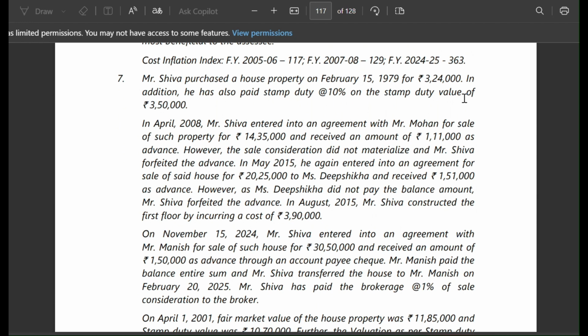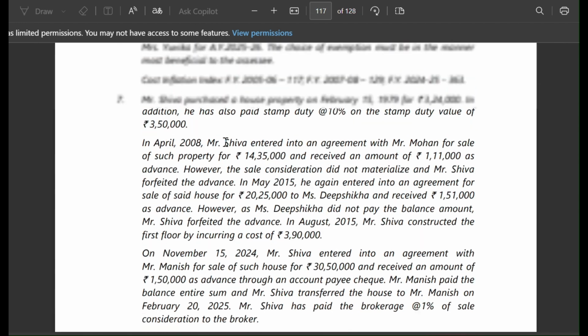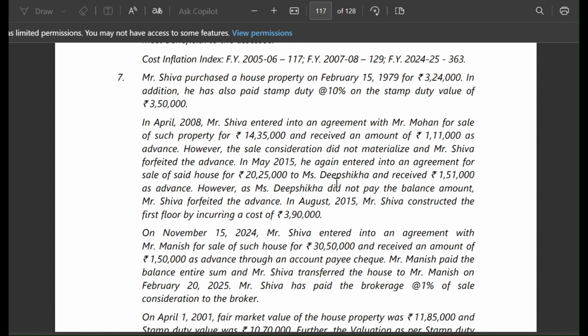So let's see a quick recap with another question. Here a house property was purchased for 3,24,000 in 1979, which is before 2001. He also paid stamp duty at the rate of 10%, including the cost of acquisition, so the overall asset value is 3,50,000. Here he paid 10% on the stamp duty value of 3,50,000, that is 35,000, and it is also included in the cost of acquisition.